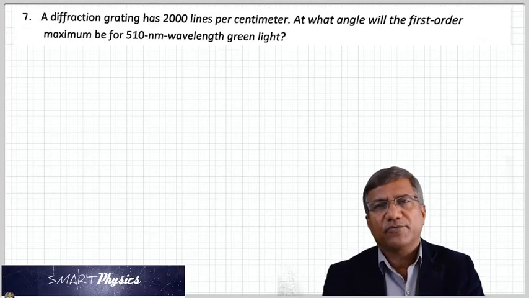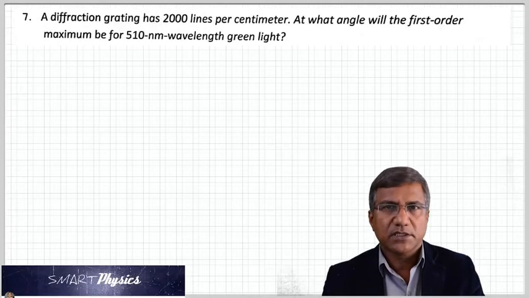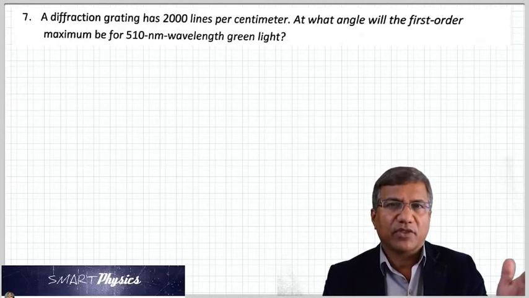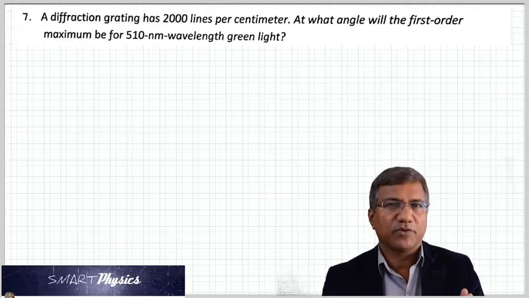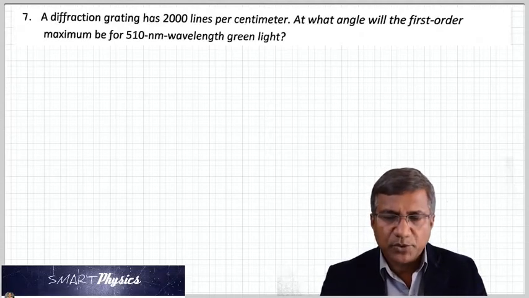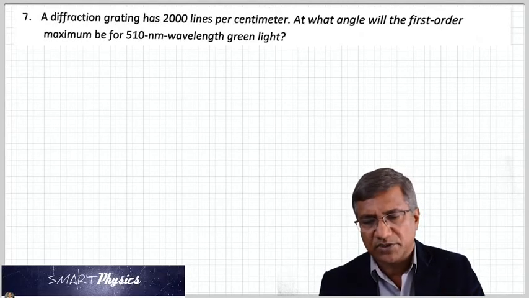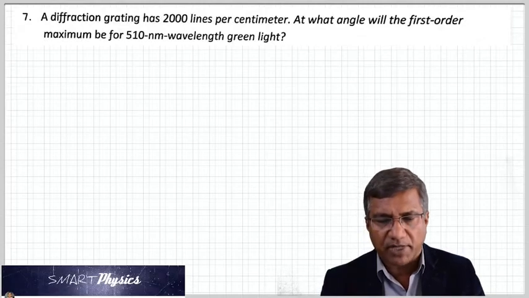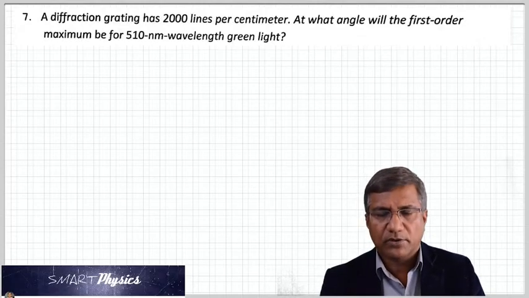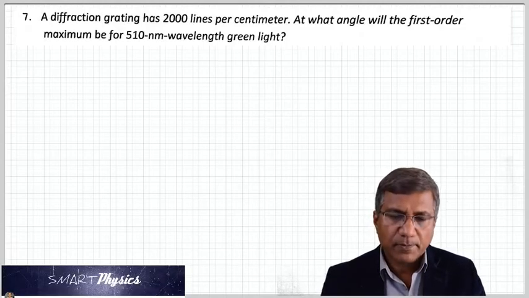Now, the formula for the diffraction grating is exactly the same as that we've been using. So d sine theta is equal to m lambda for maximum. So that's what we will focus on. So in this question, a diffraction grating has 2000 lines per centimeter. At what angle will the first order maximum be for 510 nanometer wavelength green light?